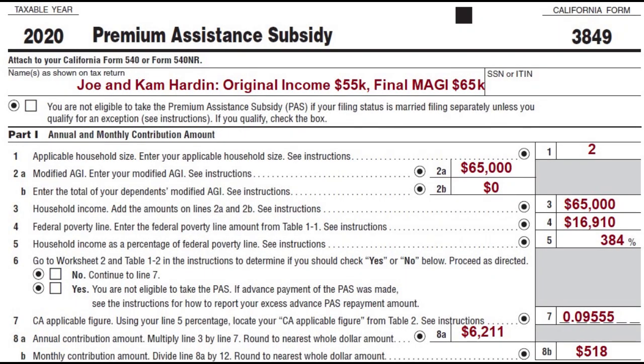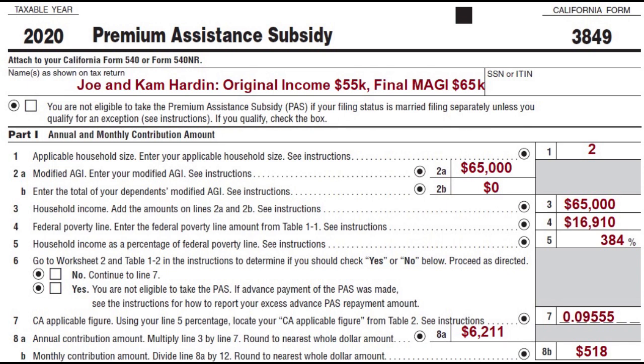But of course, life doesn't always work out like we think. Joe and Cam originally estimated their income at $55,000, but their final modified adjusted gross income, which was calculated on their federal return, came out to be $65,000. So $65,000 divided by the federal poverty level yields a higher percentage of 384%.